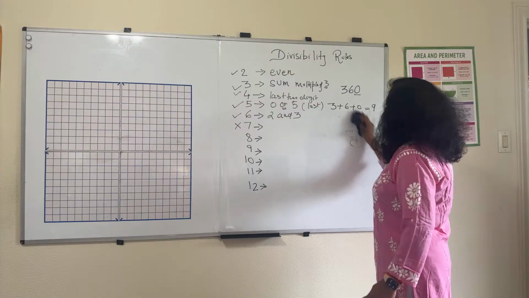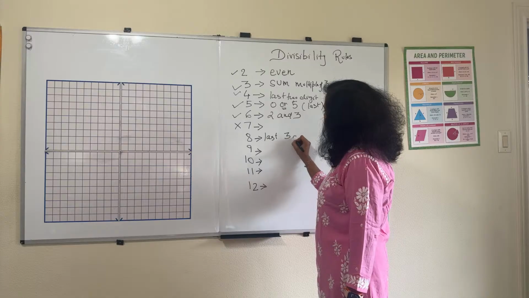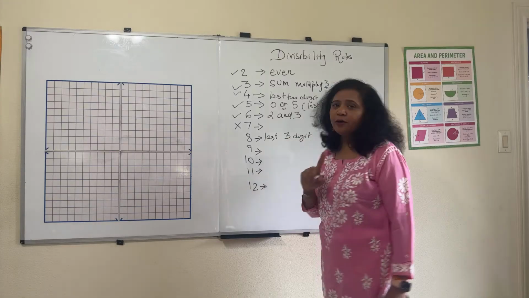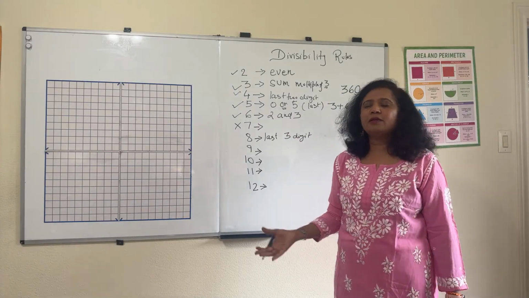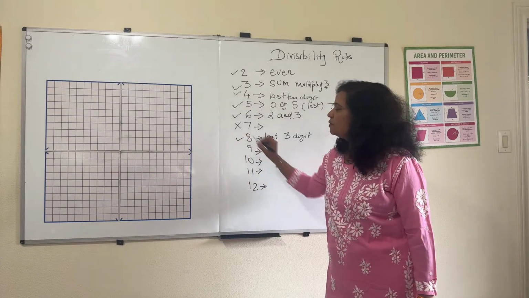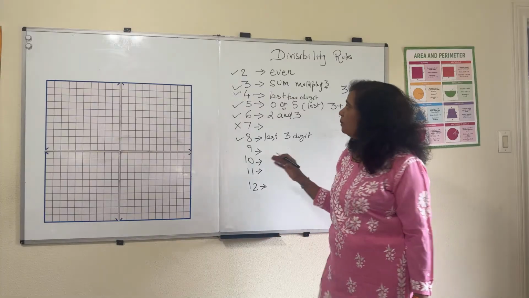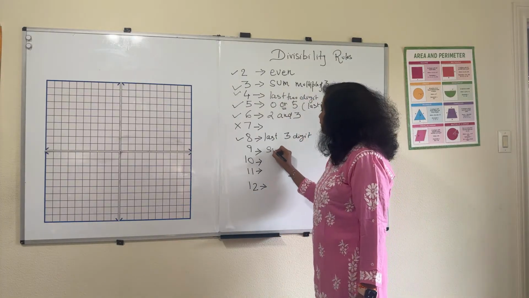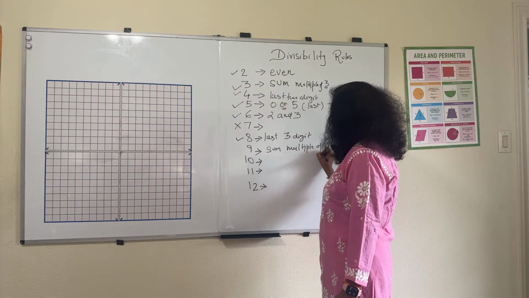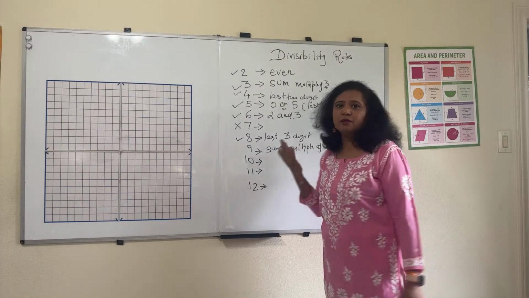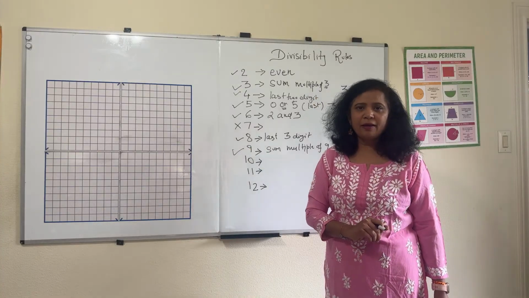Now for 8, the rule is to check the last 3 digits. So here we only have the 3-digit number 360. If 360 is divisible by 8, that number is divisible by 8. For 9, the rule is the same as 3. The sum has to be a multiple of 9. So 3 plus 6 plus 0 is 9 and 9 is a multiple of 9. So this number is divisible by 9.